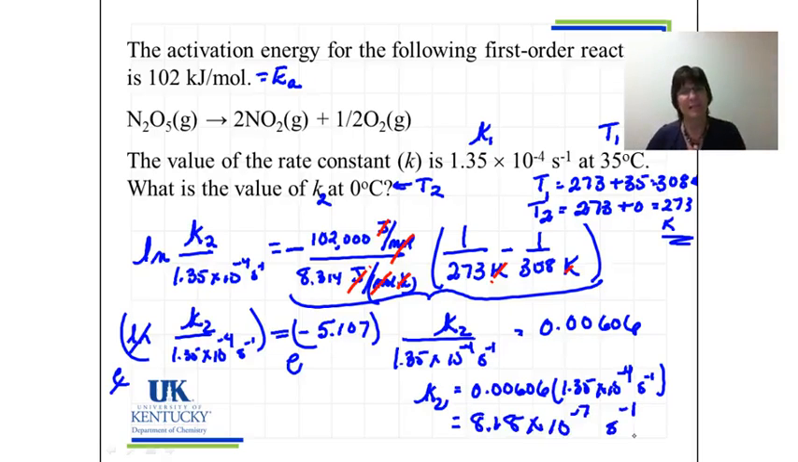Let's think if this makes sense. What did we do to our temperature? We went from 35, where we knew a K, down to 0. So we dropped the temperature. If we drop the temperature, the rate should decrease, and it does so by having a smaller K. Is our K smaller? Well, certainly it is. So at least we know that this number makes sense for the work that we have done.